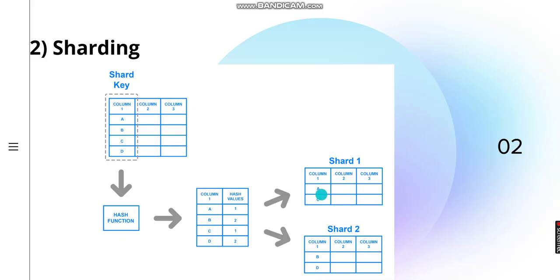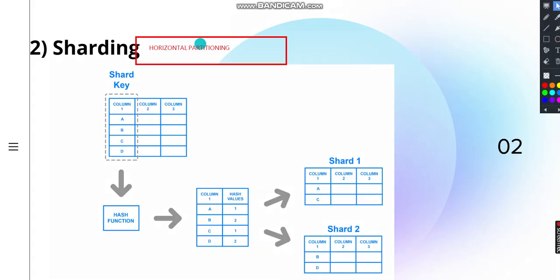One more important thing which you should know is sharding is also called horizontal scaling, or sorry, horizontal partitioning. I have written it here so that you remember it. So this is about sharding, but if you see, everything is split by rows. Shard 1 has A and C and shard 2 has B and D. So the data is split by rows.